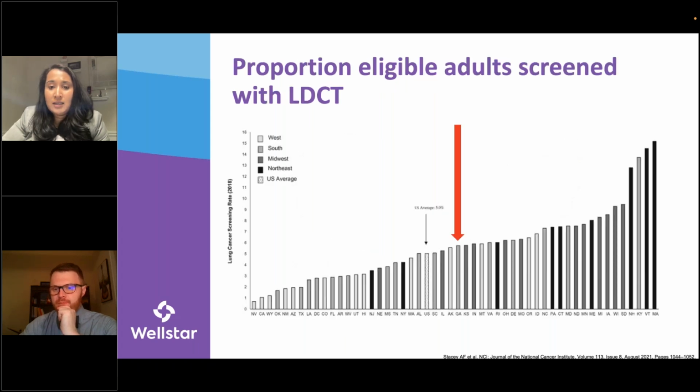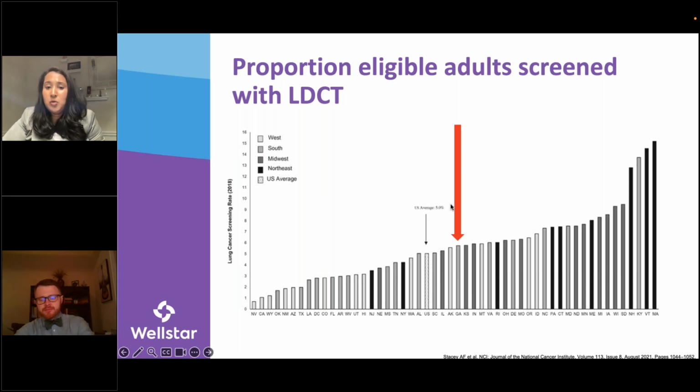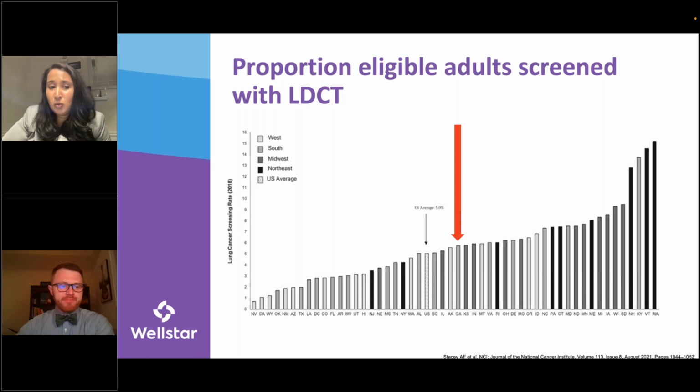Now, if we look at this graph that follows, even though there's a significantly higher percentage of patient populations that are eligible, the US average for patients that are eligible but are being screened is only about 5%. And then for my state specifically, here in Georgia, we're at about 6%. So a little bit better than the national average, but still nothing that we should be proud of, because that's only 6% of the eligible population that's actually being screened with these lung cancer screening exams.